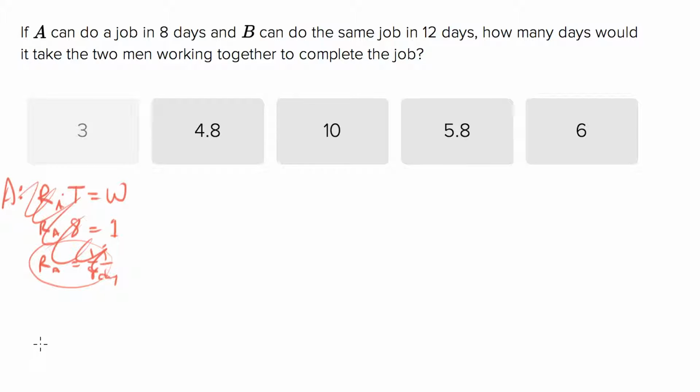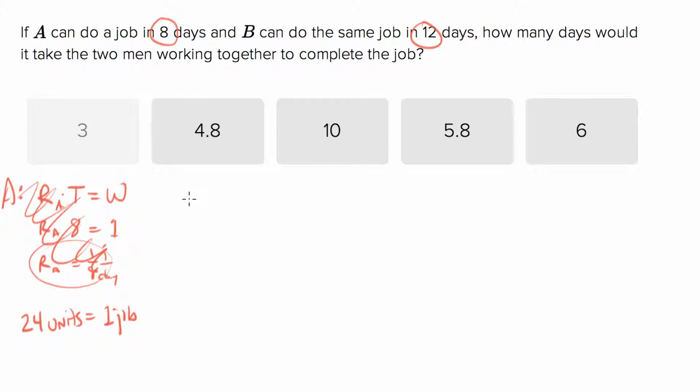Let's define a job. Let's say that a job is 24 units. That's the size of a job. I'm picking that number somewhat arbitrarily, although I did it intentionally so it would be divisible by both 8 and 12. That's a nice little trick you can use: if you have numbers, multiply them all together, or figure out the lowest common multiple and use that. So that's what I did. 24 units is a job.